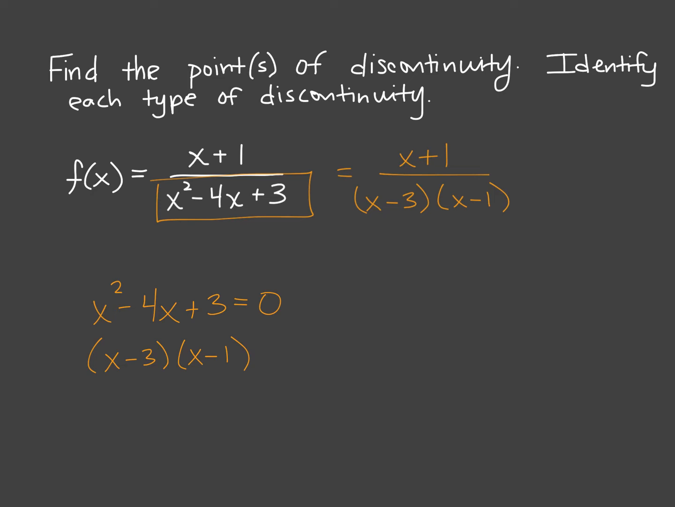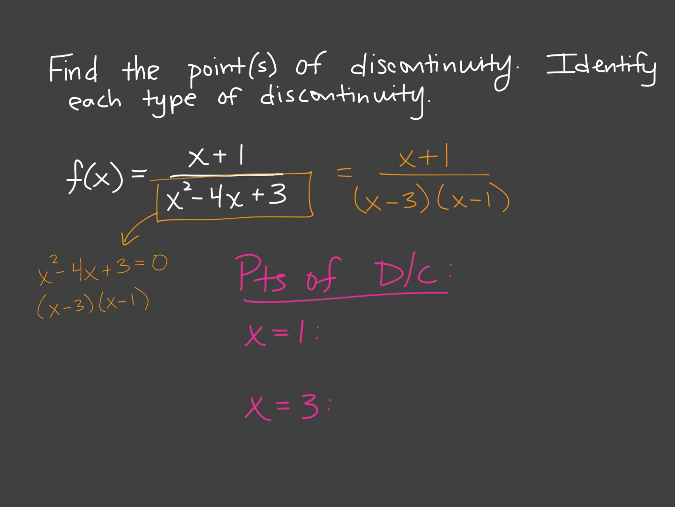We already know, looking at this, that the 2 points of discontinuity are going to occur when the denominator equals 0. So at 3 and 1, we have 2 points of discontinuity. Which type of discontinuity depends on whether or not we can cancel any factors. So again, we have 2 points of discontinuity, the two values that make our denominator equal to 0. And in order to classify each one, we simply see if the factors will cancel or not.